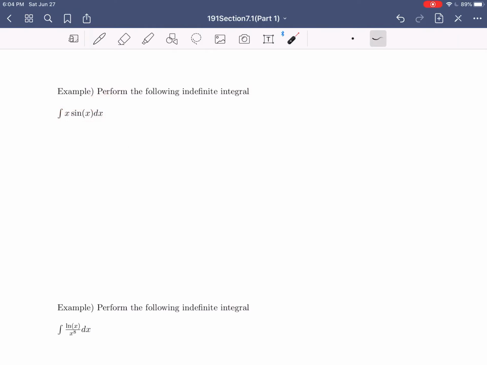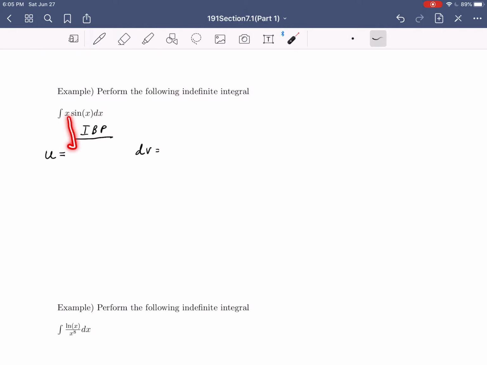So, as far as we know, we're stuck. Could we try u substitution? Sure, but there's no composition, so there's nothing really to u sub for. We can't manipulate this algebraically, so we want to try this new technique, integration by parts. For integration by parts, the best way to write it up is to make a selection for your u and your dv. So, in this case, you have some options.